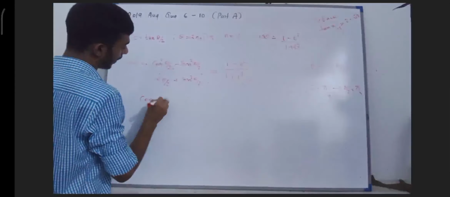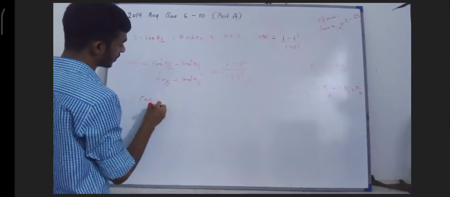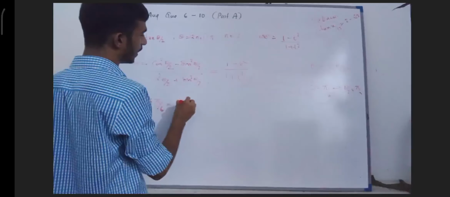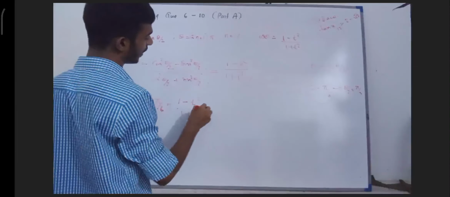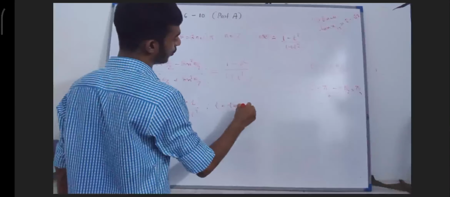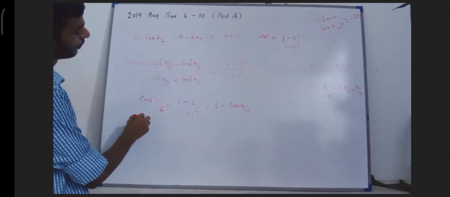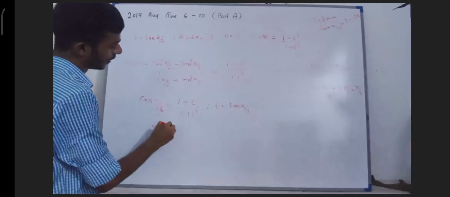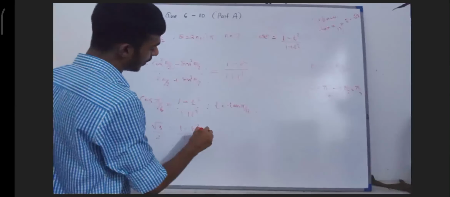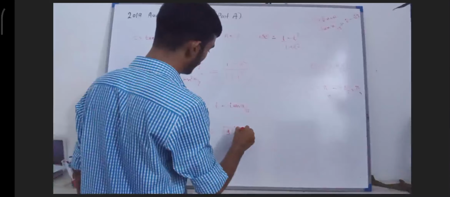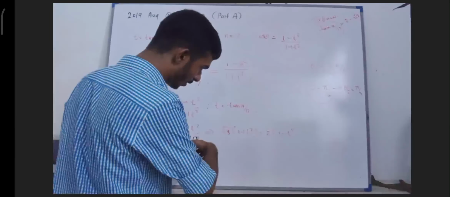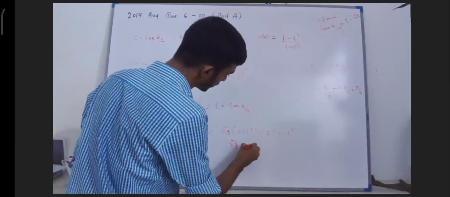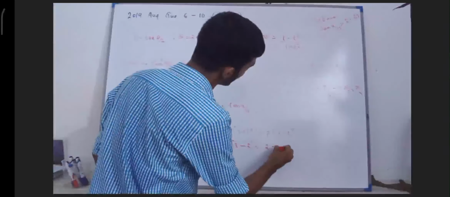So cos pi by 6 would be equal to 1 minus t square over 1 plus t square, where t is equal to tan pi by 12. Now I know cos pi by 6 is equal to square root of 3 by 2, which equals 1 minus t square over 1 plus t square. If I simplify this, square root of 3 into 1 plus t square is equal to 2 into 1 minus t square. I have to find t separately, so I bring the coefficient of t square to this side: square root of 3 minus 2 is equal to minus 2 t square minus square root of 3 t square, that is, 2 minus square root of 3.